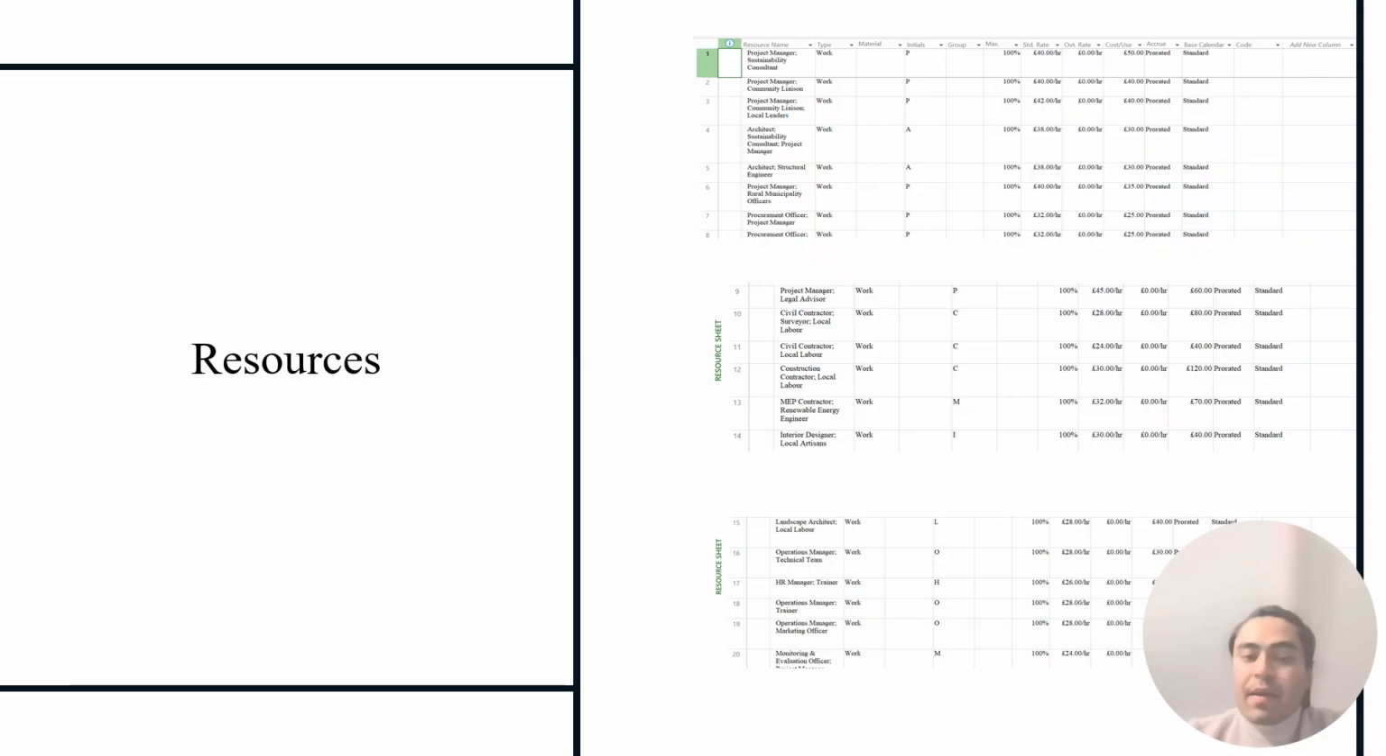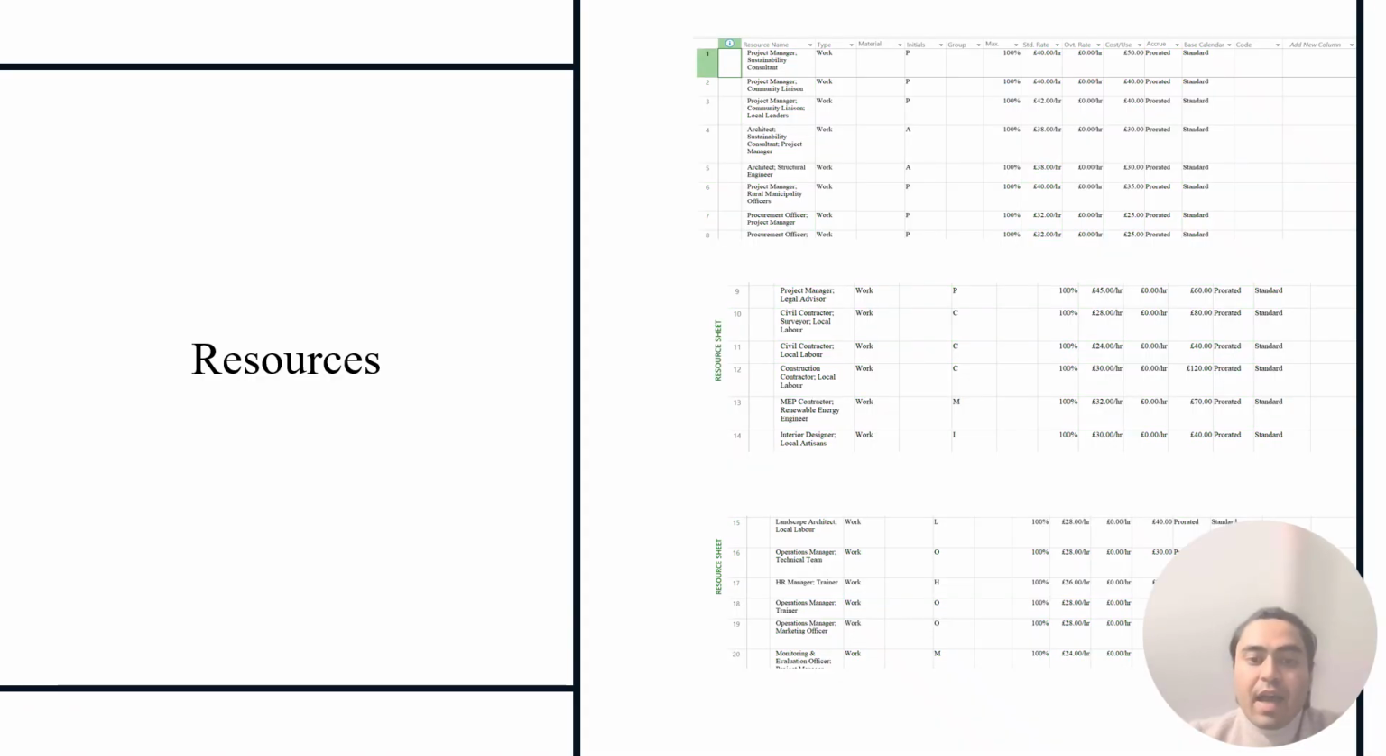In this slide, I am going to talk about the resources: people, skills, and costs. I present the resource sheet from MS Project, which lists the key human resources involved in the project. These include professional roles such as project manager, sustainability and structural architects, engineer, procurement officer, and HR and operations manager. There are also contractor roles such as civil engineer, civil contractor, construction contractor, MEP contractor, interior designer, landscape architect, and local labor teams.